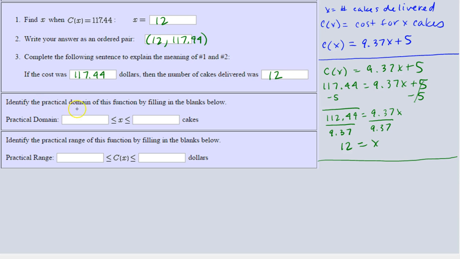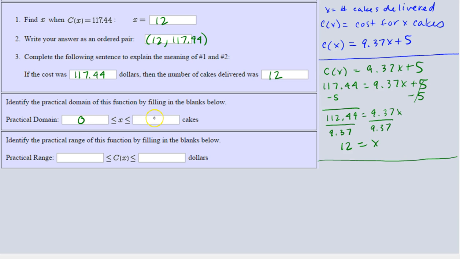Now we're going to find the practical domain and the practical range of this function. So the practical domain is telling us the possible values of the input. Well, of course you can't have a negative amount of cakes delivered, so we'll put 0 cakes delivered. And of course no one would have 0 cakes delivered, but remember there's that reservation cost that you could be charged if you cancel your cakes.